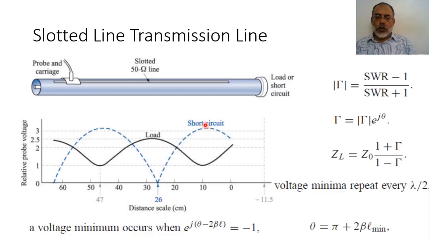The maximum would be 1 plus gamma, which with gamma of 1 would be 2. And the minimum would be 1 minus gamma, and so on. So, for the case of the short circuit, the total voltage at the point of the load is 0. And after lambda by 4, it would be maximum. And after lambda by 2, it would be minimum. And by adding another lambda by 4, it would be maximum, and so on.